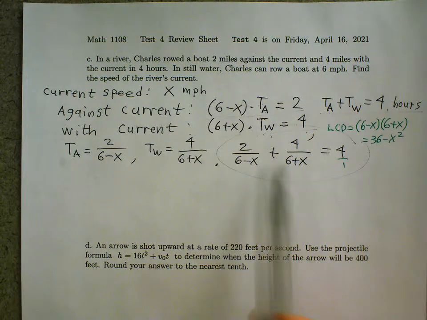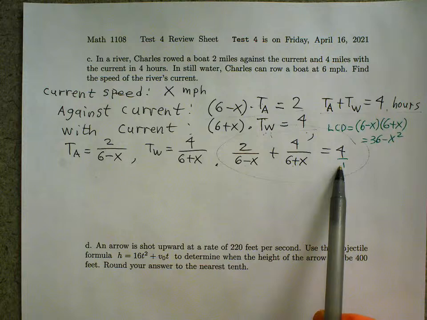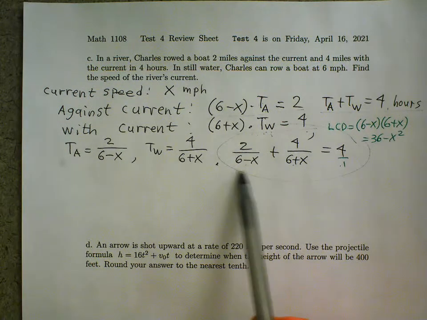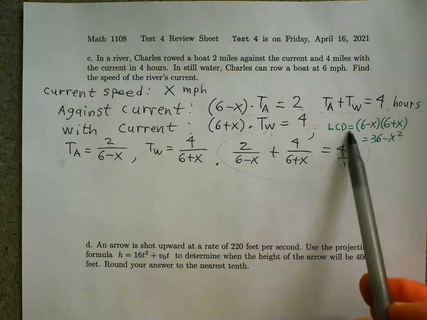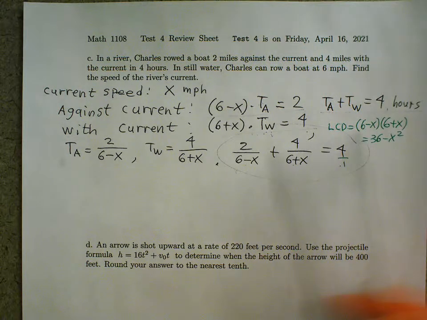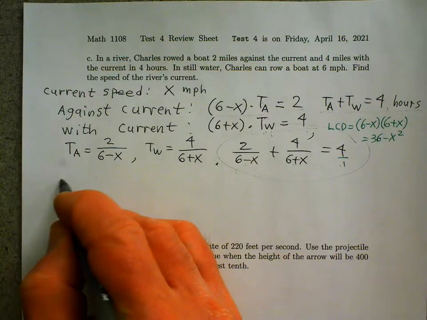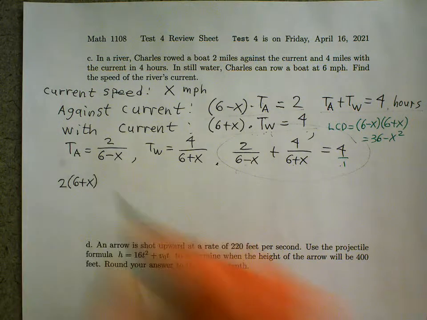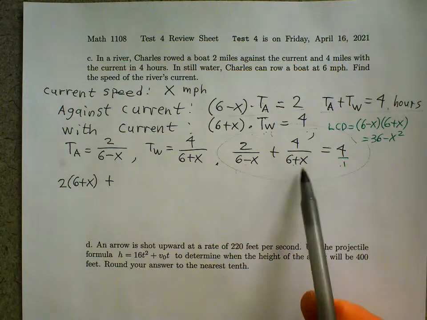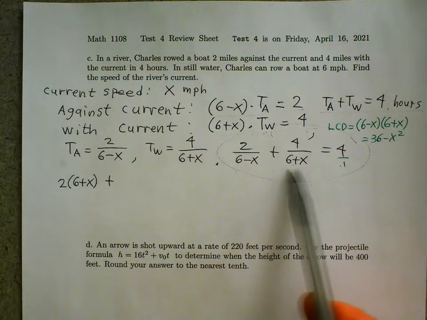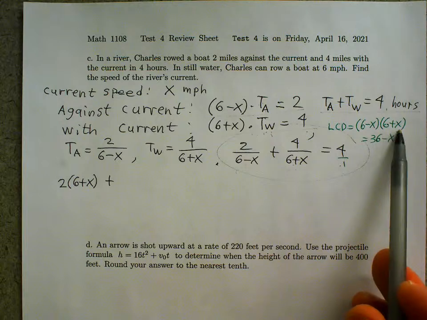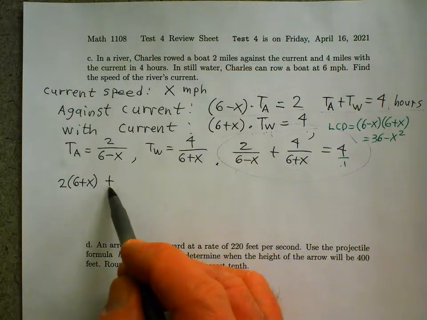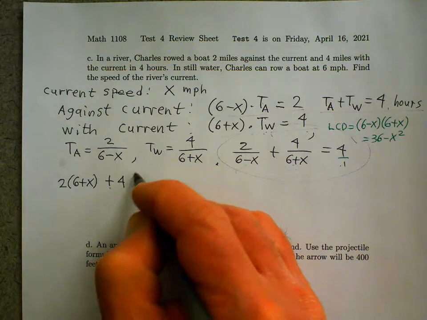Okay, we multiply every term on both sides of this equation by the least common denominator. When we multiply 2 over 6 minus x by the least common denominator, the 6 minus x factors cancel, and we'll be left with 2 times 6 plus x. And then we multiply 4 over 6 plus x times the least common denominator. This time the 6 plus x factors cancel, so we get plus 4 times 6 minus x.